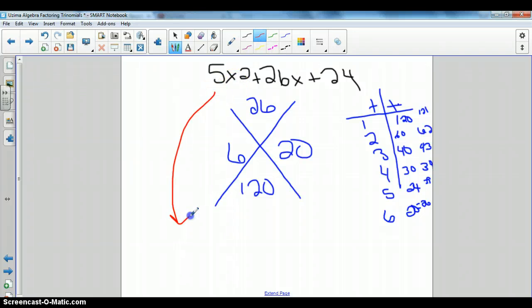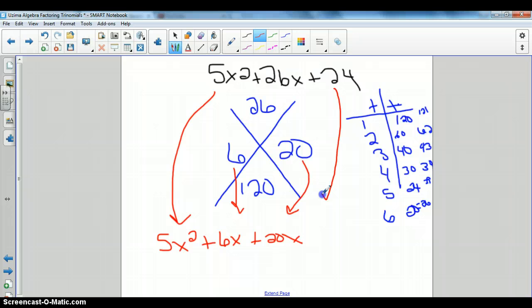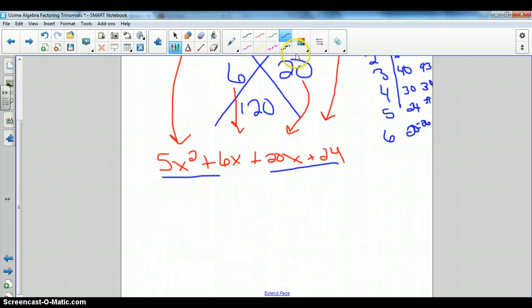Okay, bring this down, 5x squared. Bring this down, plus 6x. This down, plus 20x. And then bring down our last piece here, plus 24. Okay, now we're going to look at each piece. What can we factor out? The only thing I see that we can factor out of this first one that they have in common is just a 1x, or just x. That will leave me with 5x plus 6.